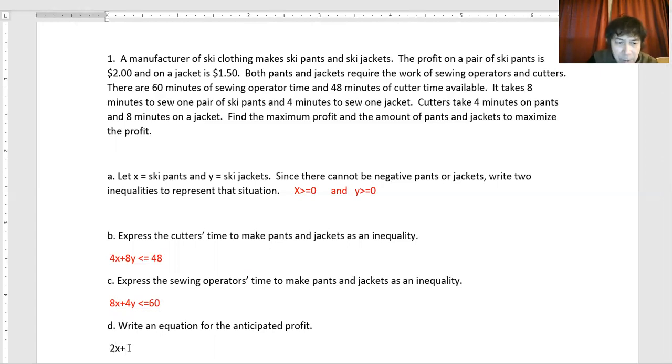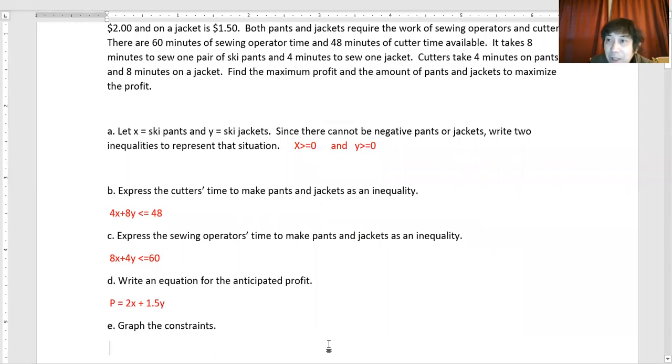This will be for our profit statement: 2x plus 1.5 for the $1.50 times y. So we will just have capital P equal to 2x plus 1.5y, because x represents the number of pants and y represents the number of jackets. That will be it for our profit statement, and this will be red, of course. We finally have our answers there.